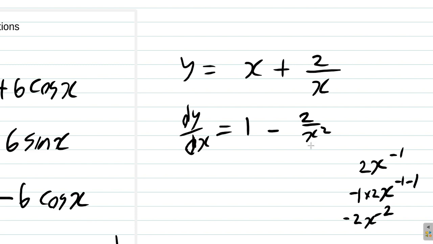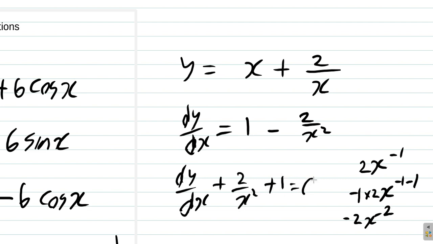2 over x that we have, what we're going to do is rewrite this as dy by dx plus 2 over x squared plus 1 equals 0. So that's what we have. Well, this seems to be our differential equation, but let us redo this using an arbitrary constant instead of a specific constant.